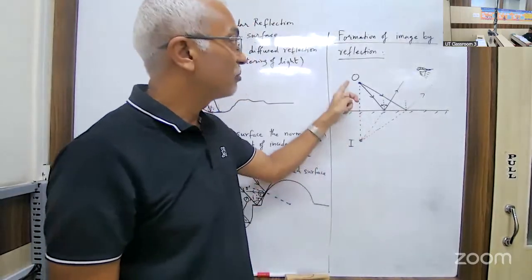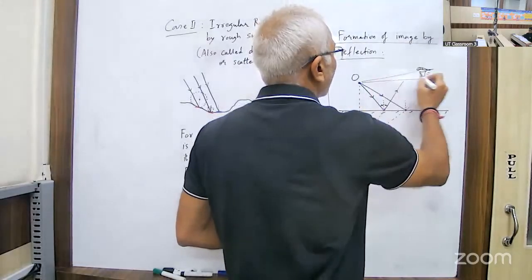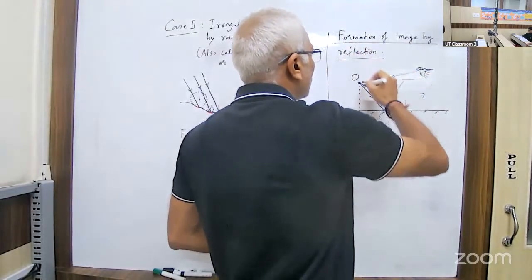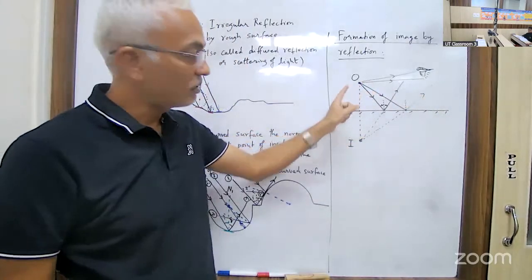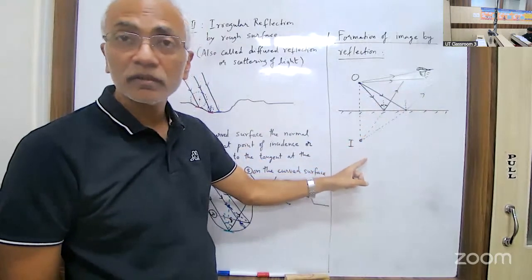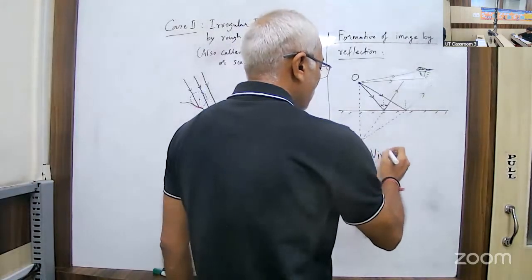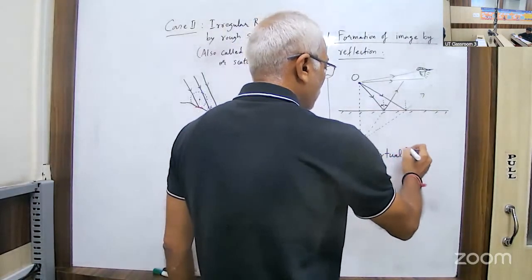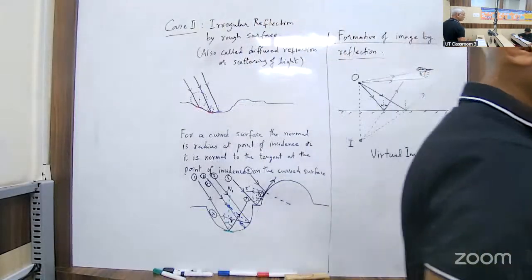Generally, how do we see the object? Can I see the object? Yes, because light falling on the object is reaching me directly also. I can see the direct object as well as its image. So this is a virtual image. We'll discuss more about this later. Let him not erase the diagram.